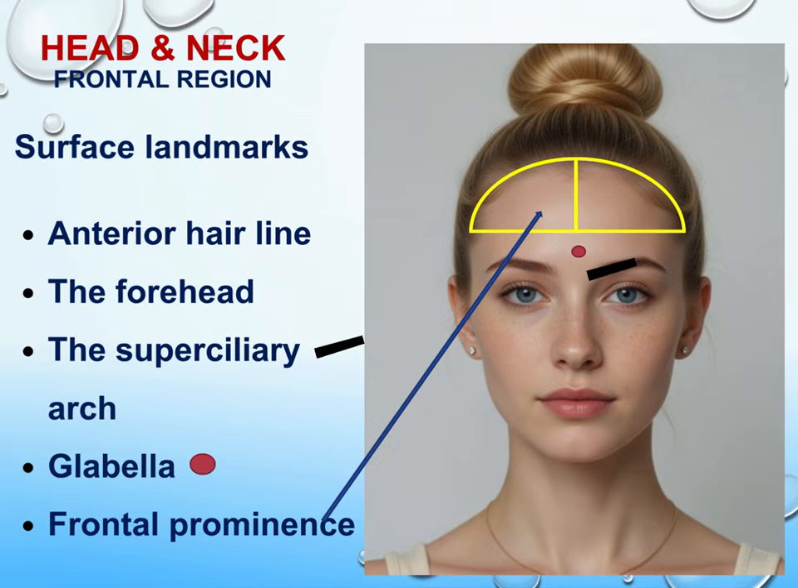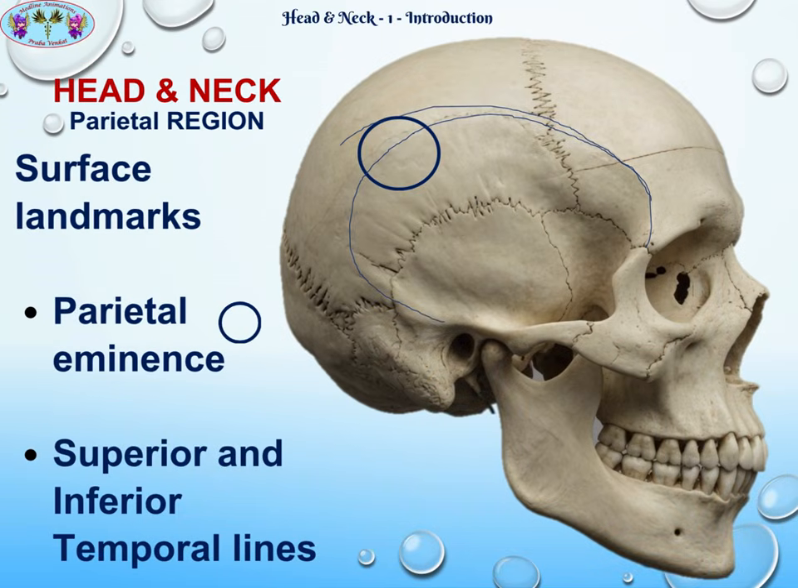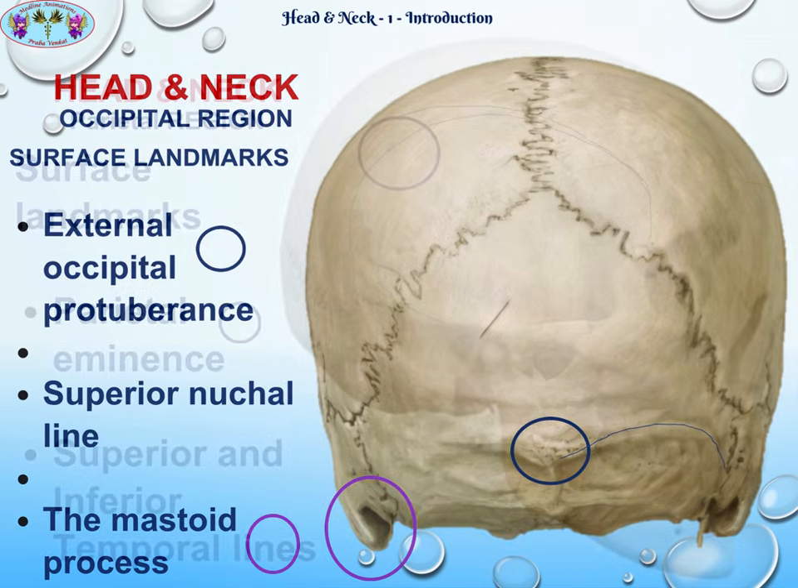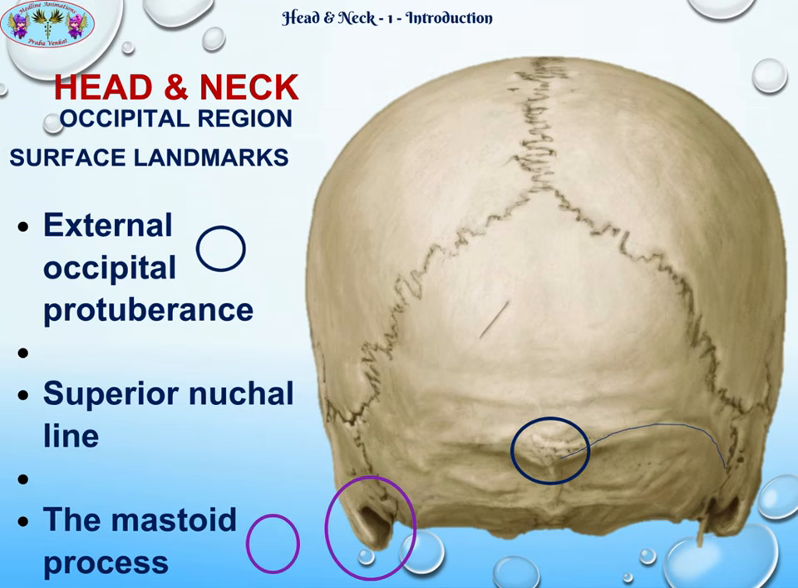The important surface landmarks of the frontal region are the anterior hairline, the forehead, the superciliary arch, glabella, and frontal prominence. The important surface landmarks of the parietal region are the parietal eminence, superior and inferior temporal lines. The important surface landmarks of the occipital region are the external occipital protuberance, superior nuchal line, and the mastoid process.